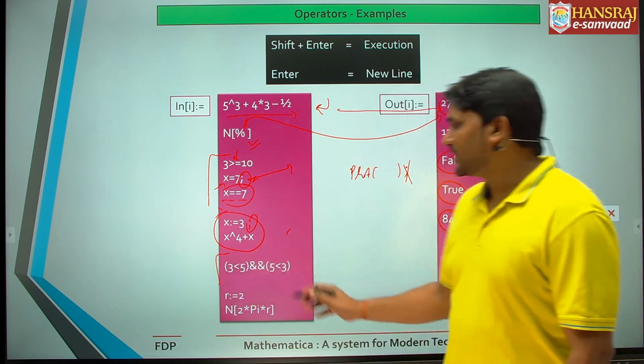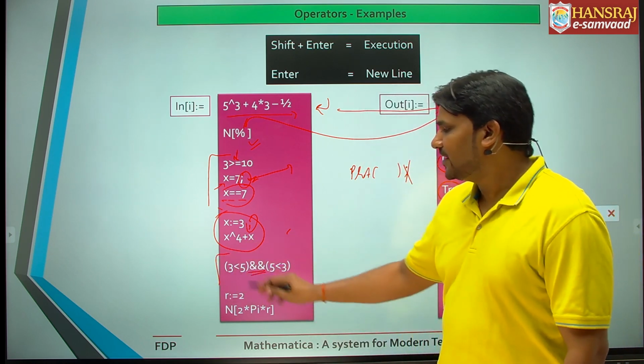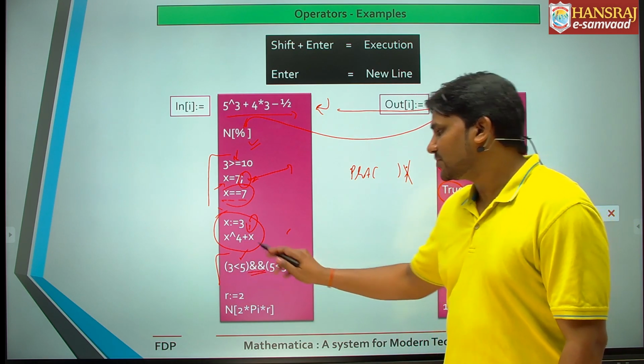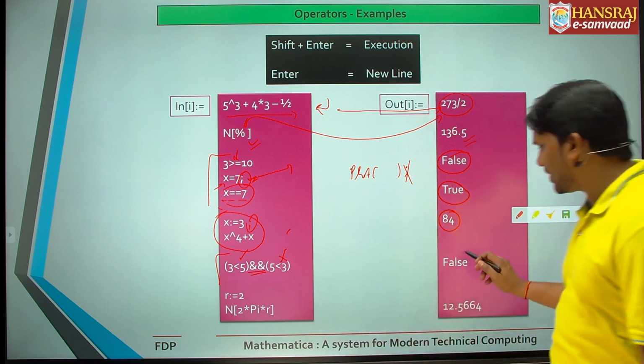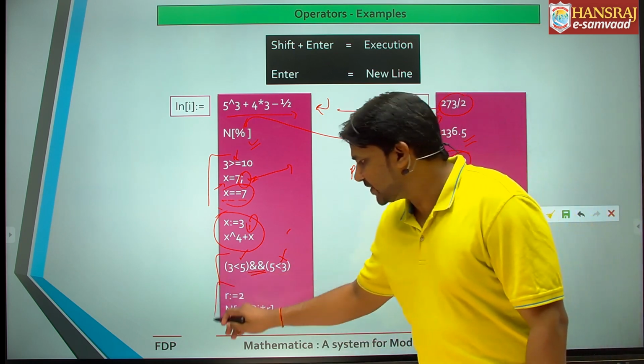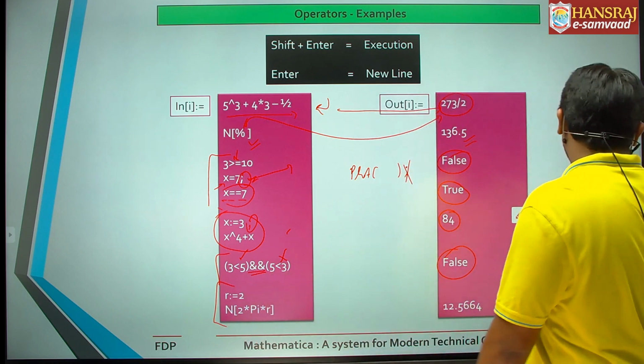Another input, you can see that a logical operator is there, so 3 is less than 5, yes, it is true. 5 is less than 3, no, it is false. So true and false will be false and the output will be false. And similarly you can understand the other given inputs and outputs.